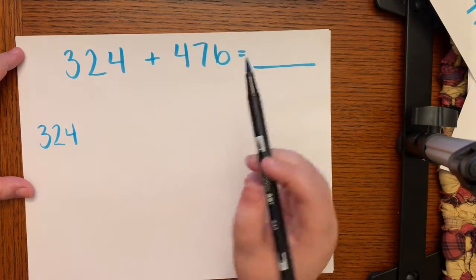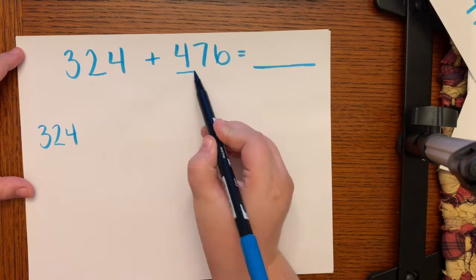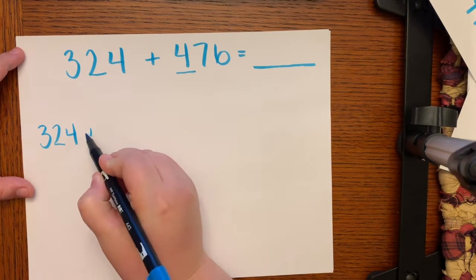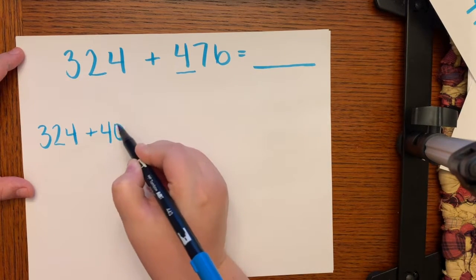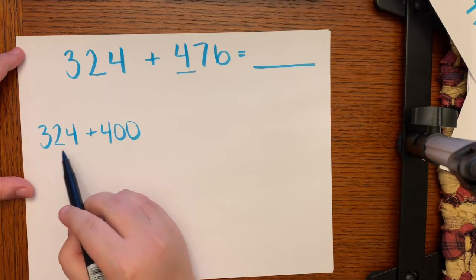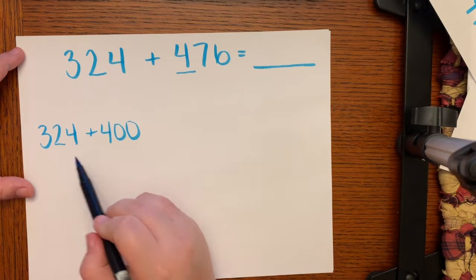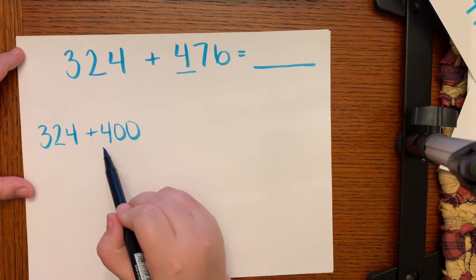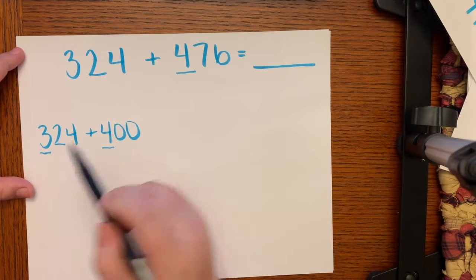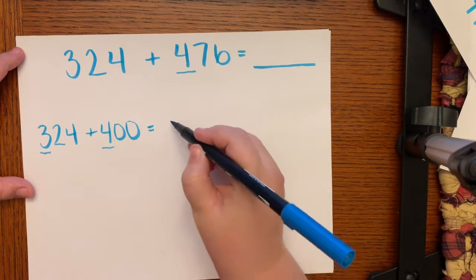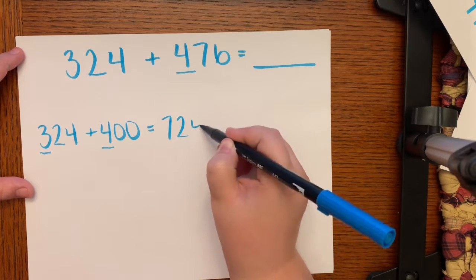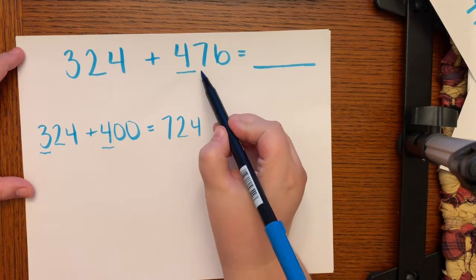So let's start with the hundreds. We'll begin by adding 400 to this number. 324 plus 400, we know that our tens and our ones are not going to change since right now we're only adding the hundreds. And the answer to this is 724.